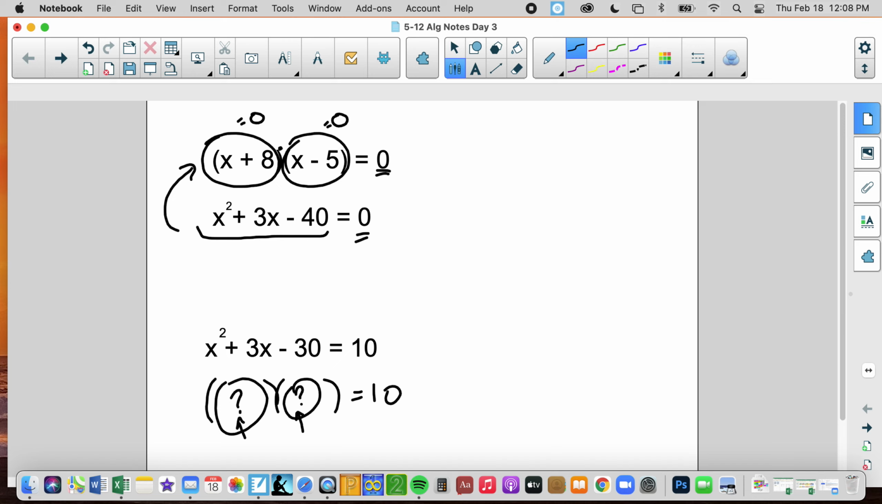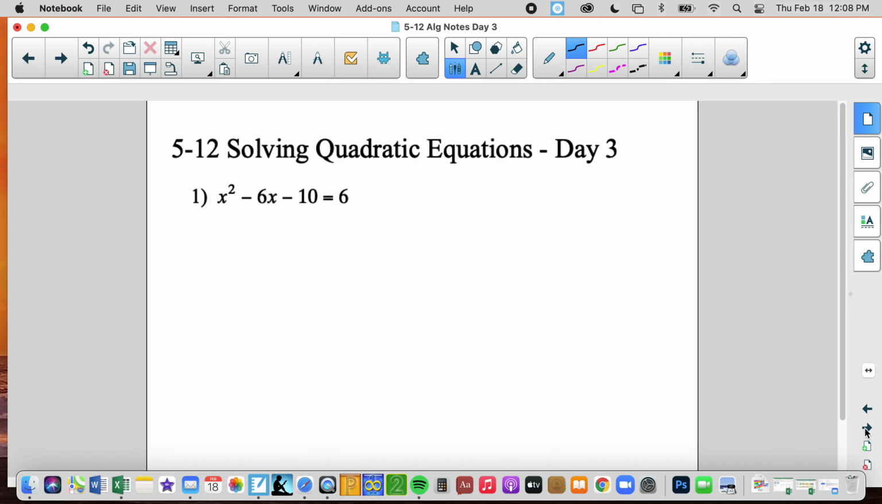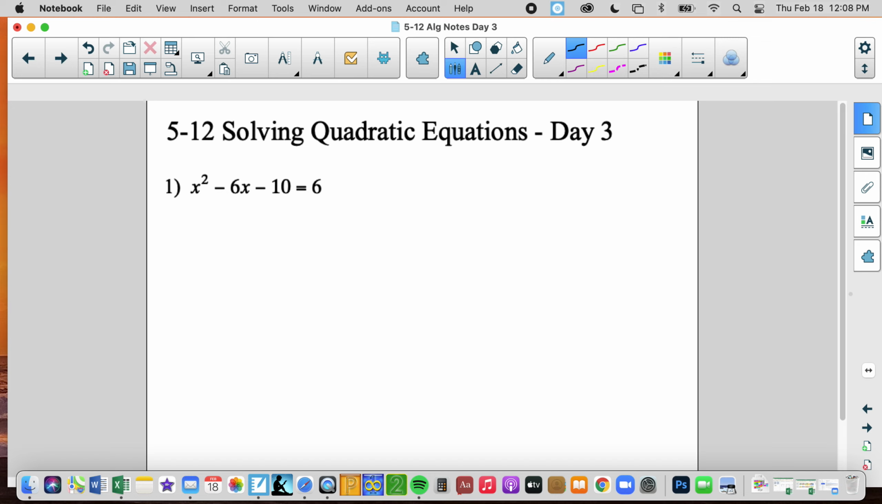So after we factor and we have two numbers multiplying, we know that one of them must equal 0. So we get this starting problem, and we should notice immediately that this is not equal to 0. So we're going to have a new step 1. Our new step 1 is going to be to set it equal to 0. So we have to make that right side of the equation equal to 0. So we've got to get rid of this 6 on the right side.